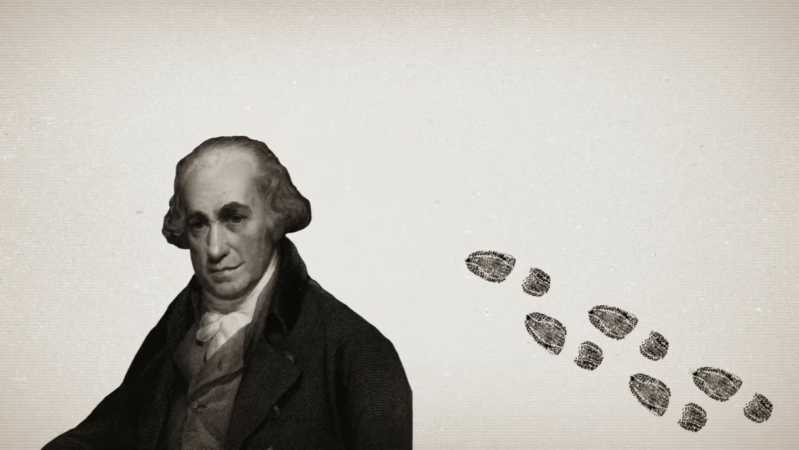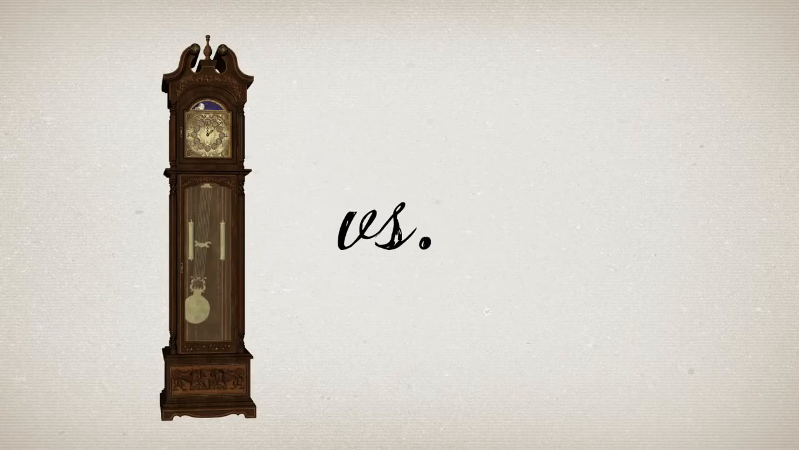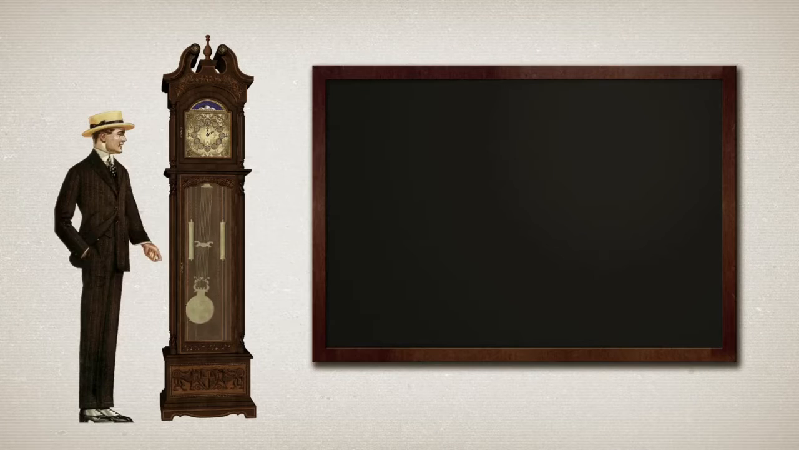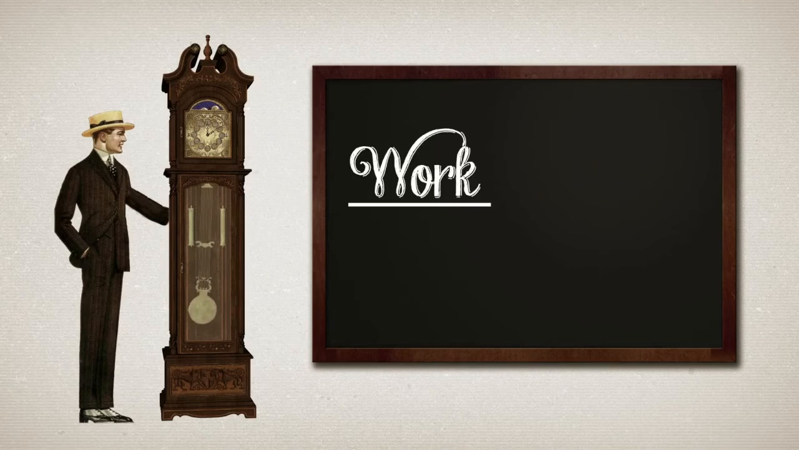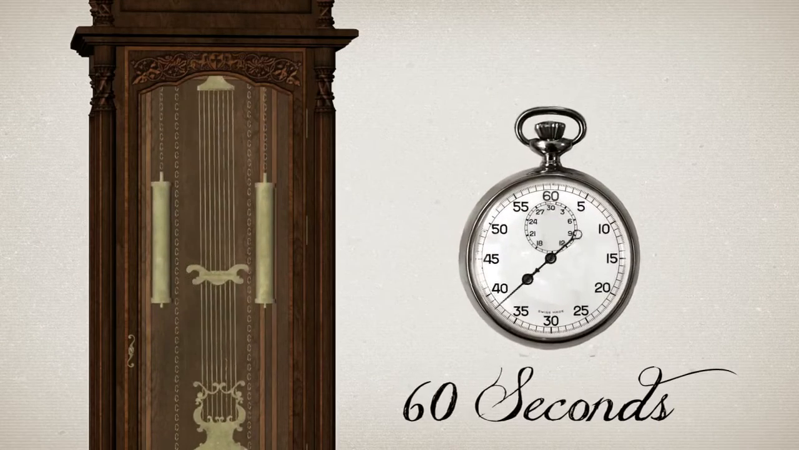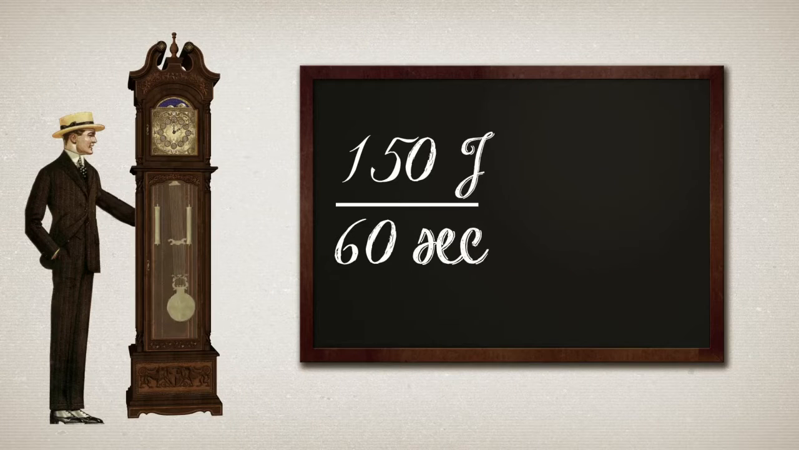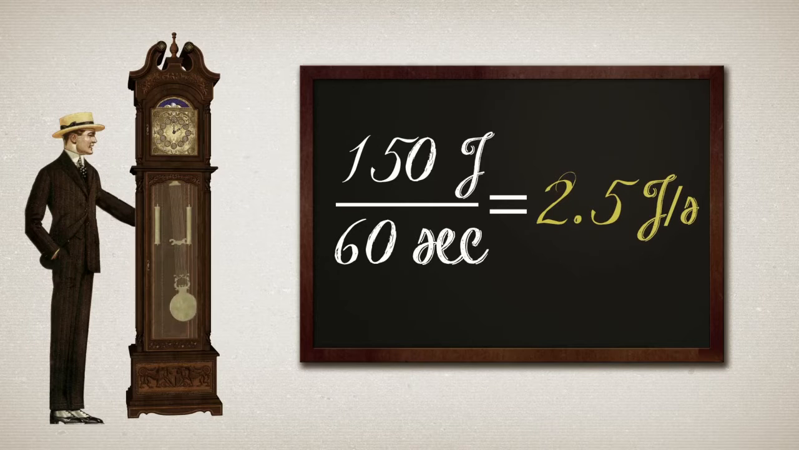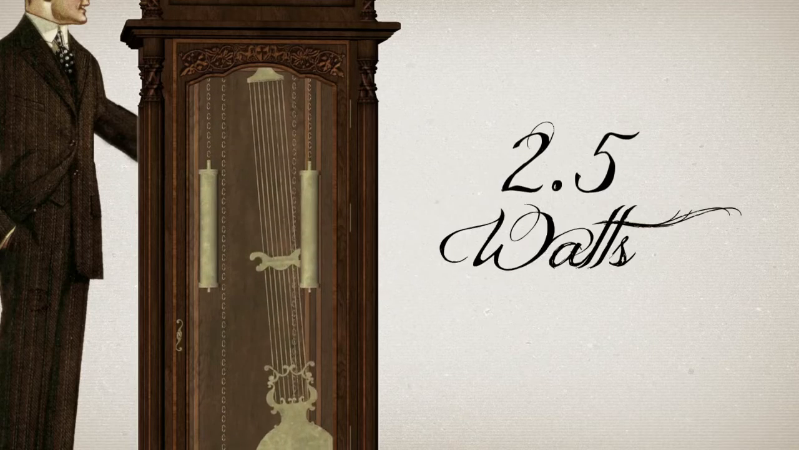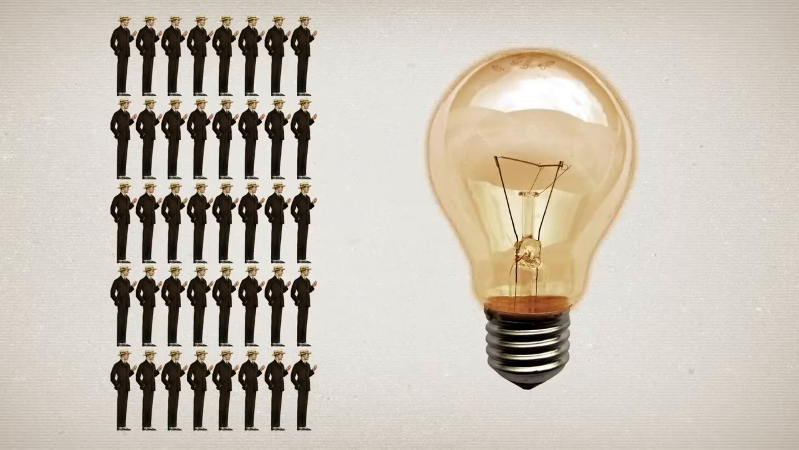Following in James Watt's footsteps, let's compare the amount of power it takes to run this grandfather clock to the power we'd need to run a bright 100-watt light bulb. We can measure the power a person uses to wind the clock by dividing the amount of work they did by the time it took them to do it. If it takes 1 minute or 60 seconds to lift the weights, then they are doing 150 joules divided by 60 seconds, or 2.5 joules per second of work. They are adding energy to the clock at a rate of 2.5 watts. You'd need about 40 times as much to run a bright 100-watt light bulb.